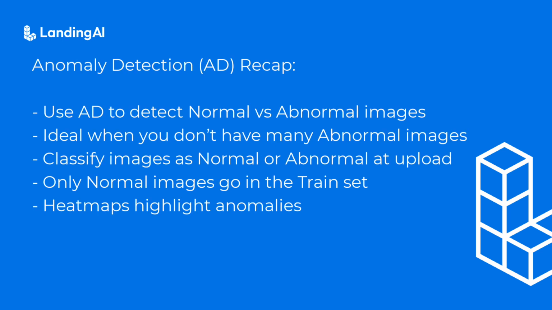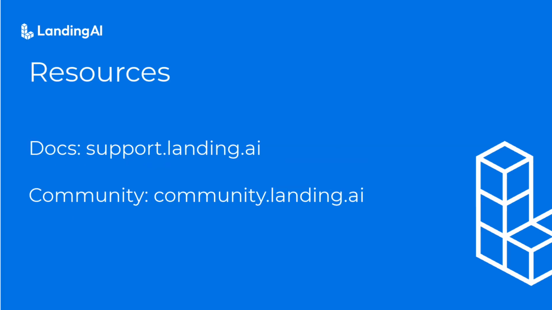Here's a quick recap of what we learned. Use anomaly detection when you want to detect normal versus abnormal images. It's ideal when you don't have many abnormal images. You can classify images as normal or abnormal at upload. Only normal images go in the train set. Heat maps highlight anomalies. Visit the LandingAI documentation and community for more resources.